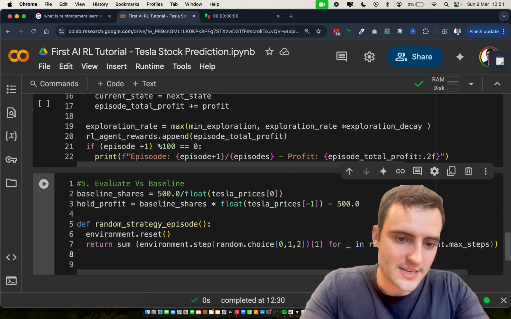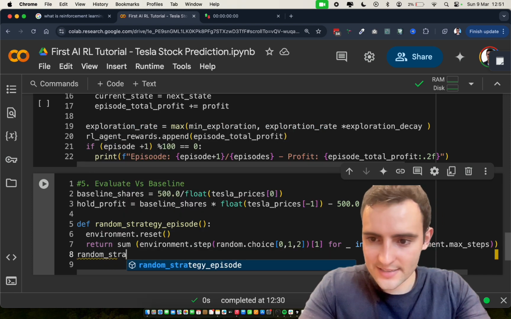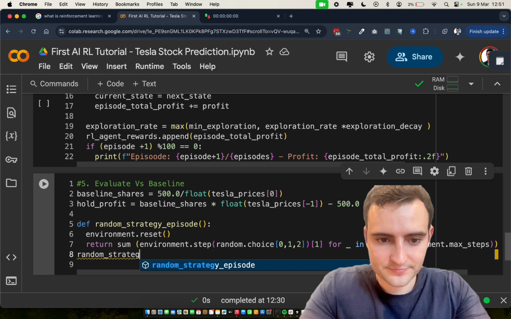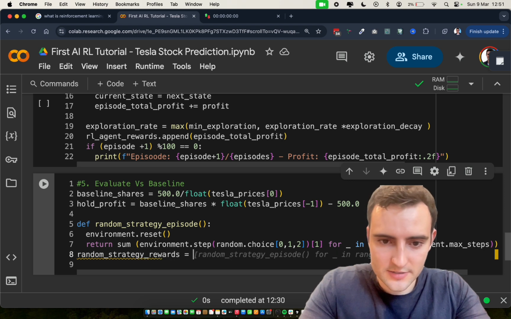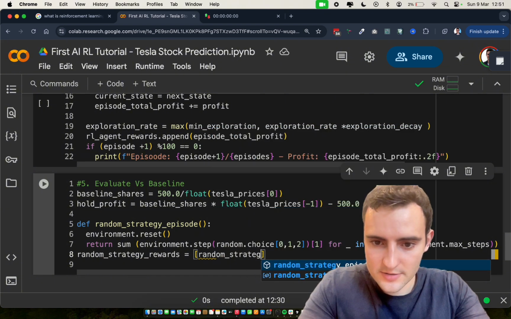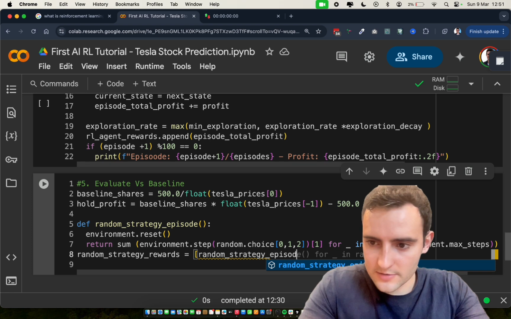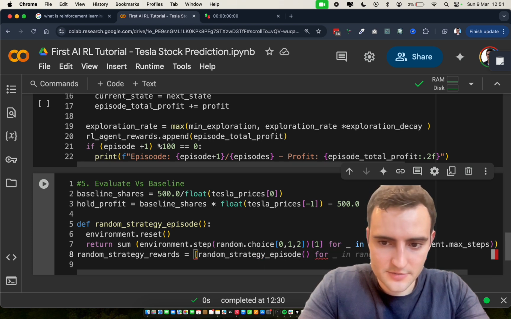And last, we're going to say the random_strategy_rewards equals random_strategy_episode for underscore in range episodes.